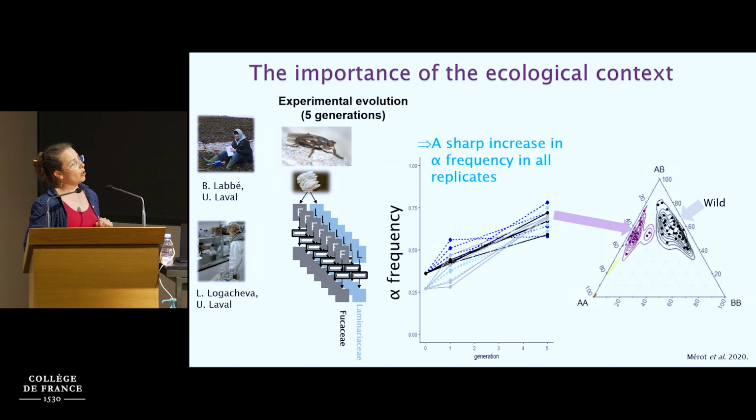If we look at the outcome, this is a ternary plot that shows the proportion of alpha-beta, alpha-alpha, beta-beta. And in black, you see the distribution in the wild. And here in purple, the distribution in our experiment. So clearly, we did something in the lab that favors alpha. But what can we learn from that? What differs between the wild and the experiment?